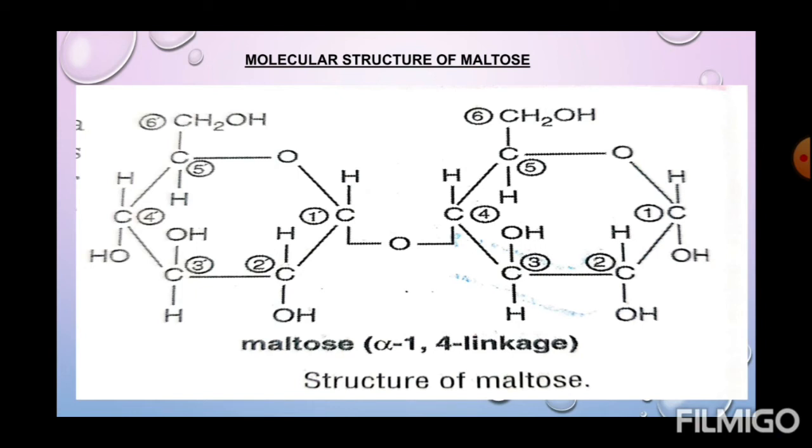Can you see number 1? This is 1 carbon. And can you see number 4? This is the 4th carbon. Okay, children. So, the 4th carbon and the 1st carbon are joined with a glycosidic linkage. Is it clear to you? So, this is basically the structure of maltose.